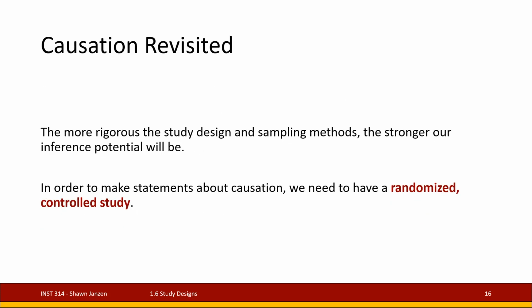Just to revisit this idea of causation, the more rigorous your study design, essentially the stronger we can go towards experimental, and the sampling methods we use favoring things like randomization, simple randomization specifically, the stronger our potential to make the inferences that we're going to have. And if you want to make a statement about causation, you really need to have a randomized control study. The farther you get away from randomized control studies, the weaker your ability to make a statement about causation is going to be.